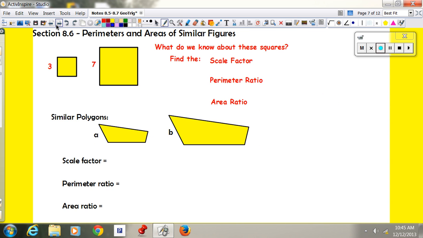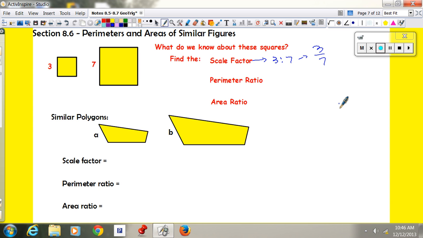All right, next section, 8.6, is a really fast section. So this one we'll just breeze right through because we've already looked at similar figures. We know that similar doesn't mean identical. It means same angles but different sizes, right? The small and big one. So the scale factor of these two would be a 3 to 7 scale factor. Can I reduce 3 over 7? No, so that's it. It's reduced. So my scale factor would be a 3 to 7 or 3 over 7.